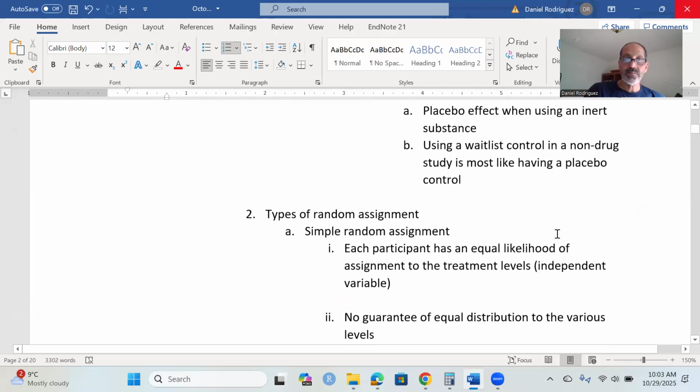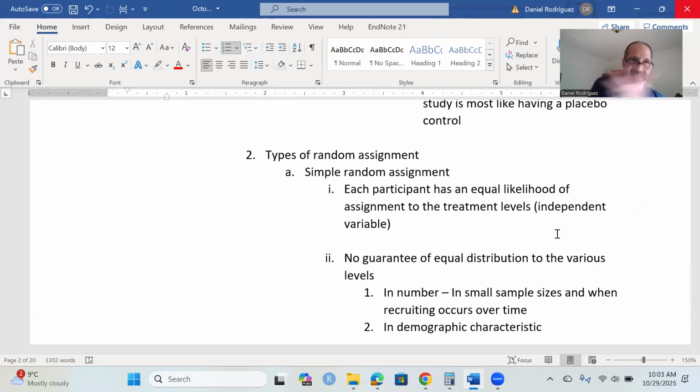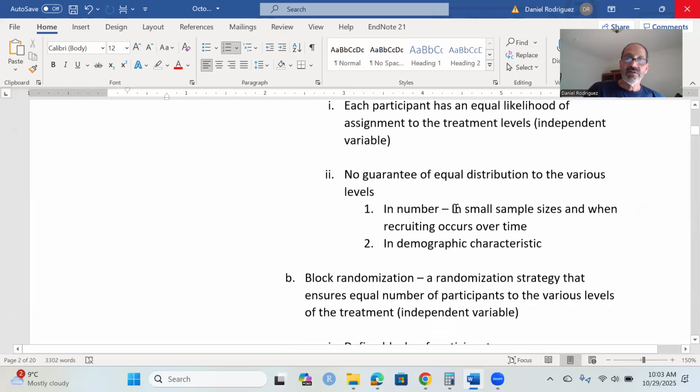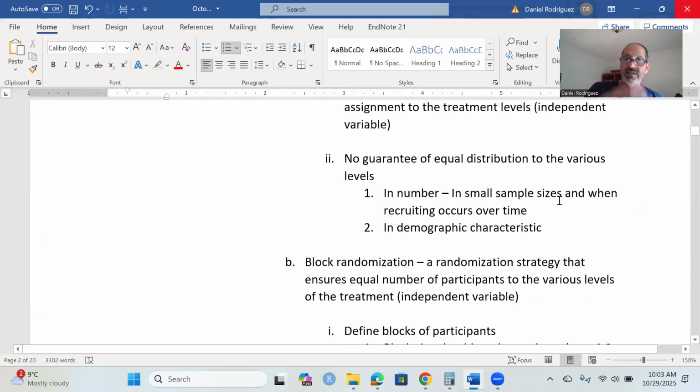We have to talk about random assignment when we're talking about randomized controlled trials. There are different types of random assignment. There's simple random assignment. So each participant has an equal likelihood of being selected. We talk about selection to the different levels of the treatment. So they have equal probability. Unfortunately, there's no guarantee of equal distribution to the various levels in terms of number, right?